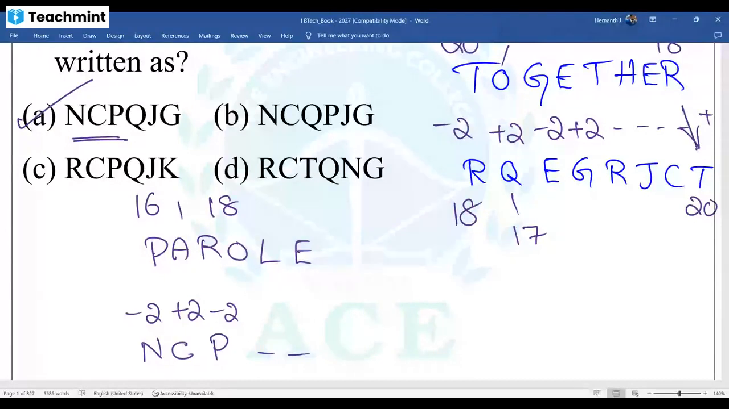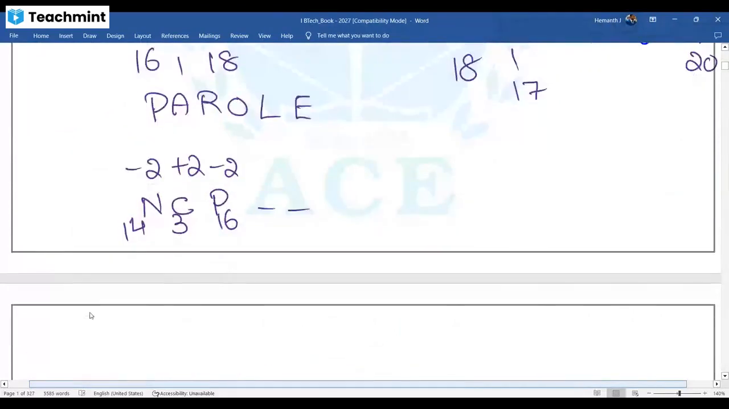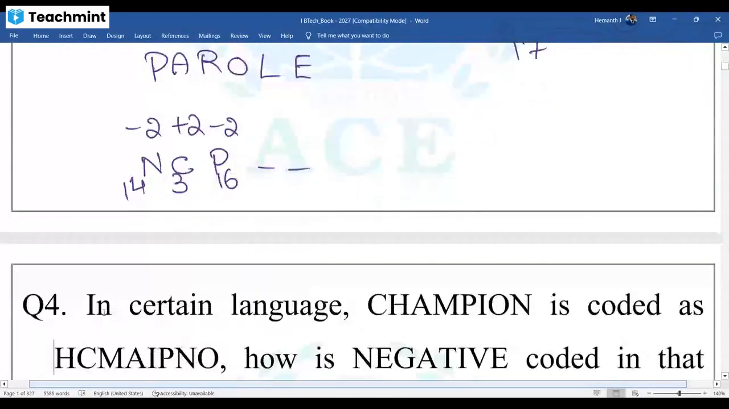So here you have to know the value of each letter, otherwise you are not able to crack the question. So option A is the correct one. I'm not doing the entire thing because we are done with the options. Among the options, we need to identify which is the correct one. -2 +2 is the logic. Let's see the next question, the fourth one.